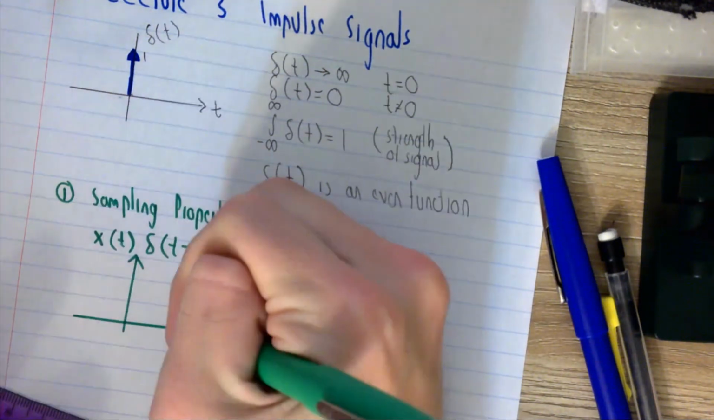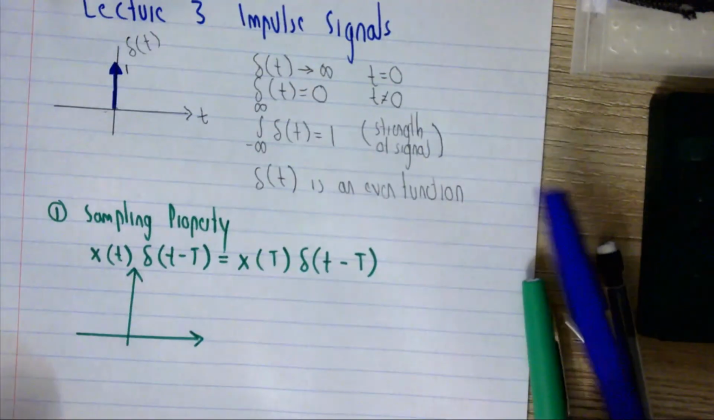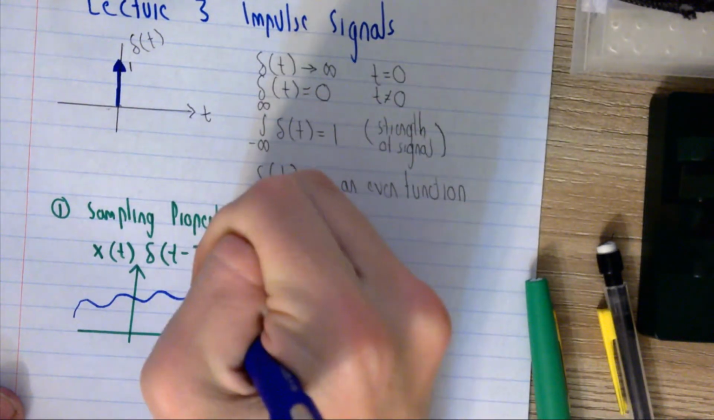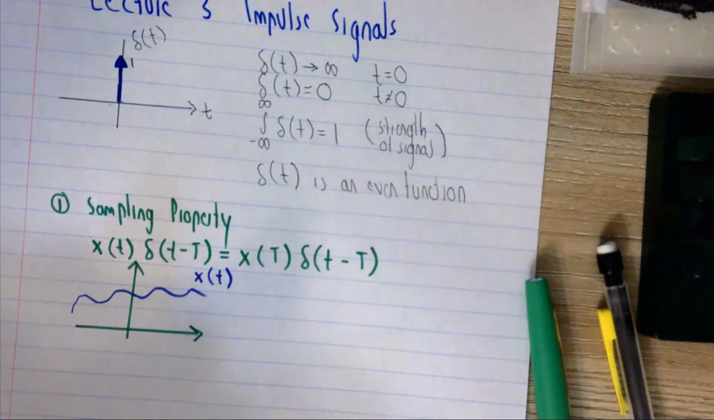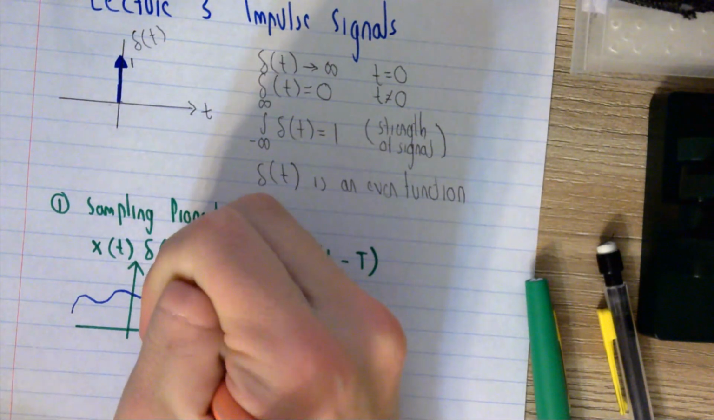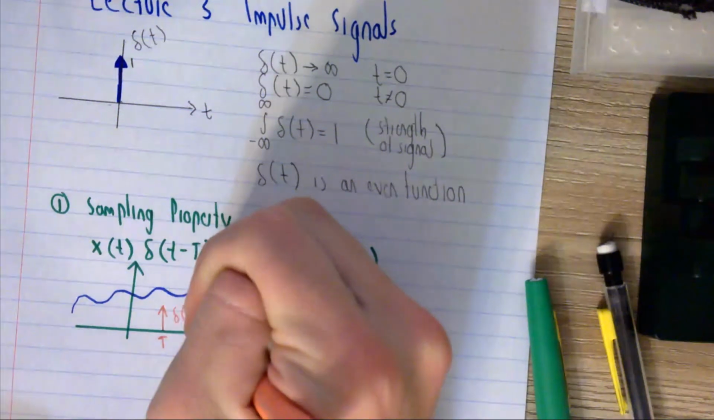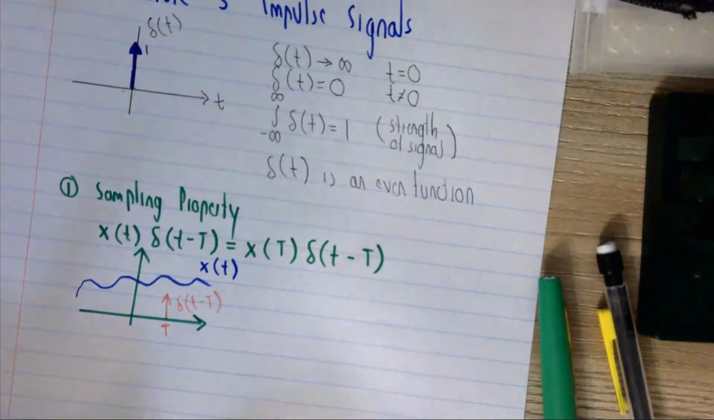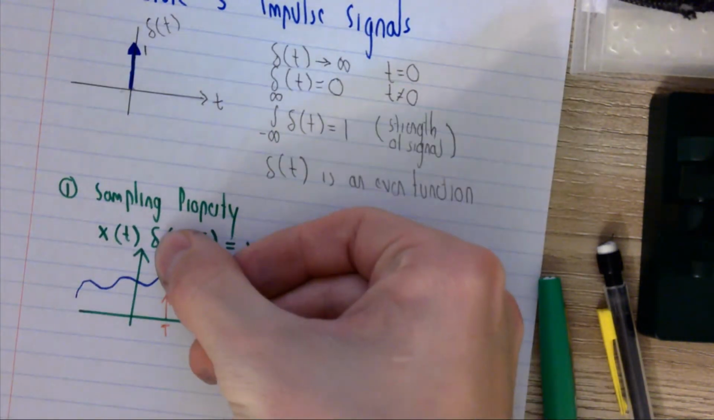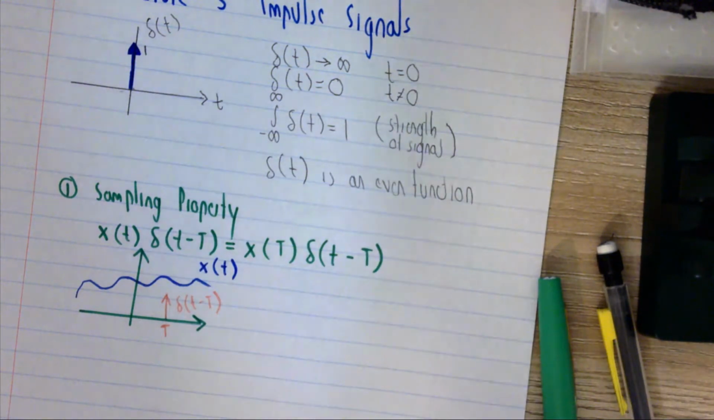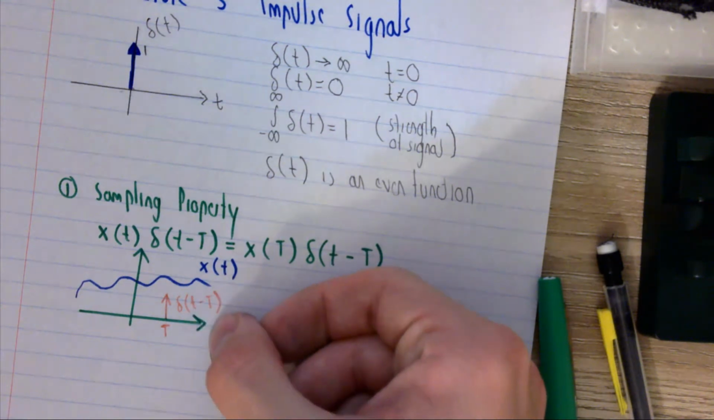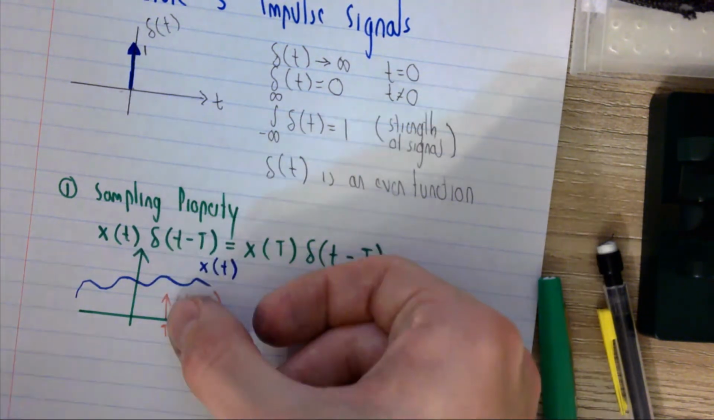Here, if we have our x of t, I'm going to use a different color. So here's my x of t. And then let's choose the point T where this is going to occur. So here is where delta is going to occur. This is my delta t minus big T. We say this is equivalent because the delta signal occurs specifically at T and nowhere else, so it's 0 everywhere else. If you multiply these two together, it's 0 everywhere else except at the delta.